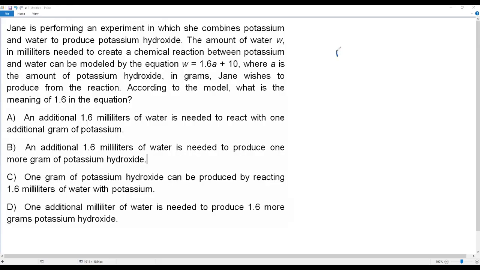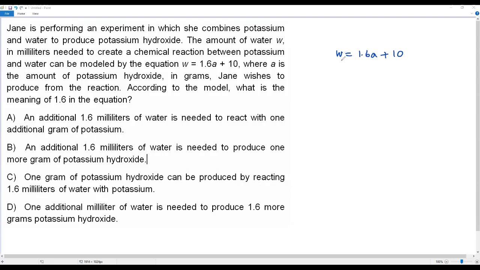Okay, now let me write the given equation as it is. That is W equals 1.6 times A plus 10. Here W represents the amount of water in milliliters required, and A represents the amount of potassium hydroxide in grams. So both W and A cannot be negative, because they are the amounts of water and potassium hydroxide.